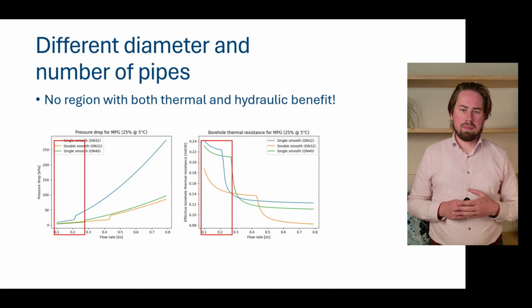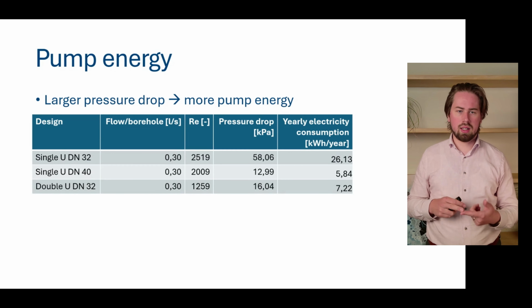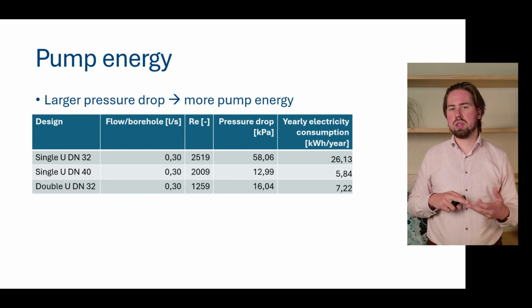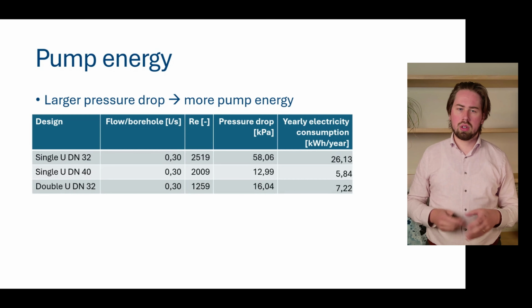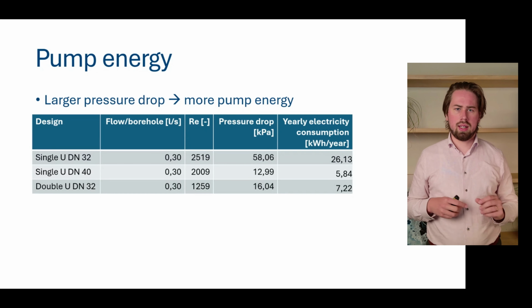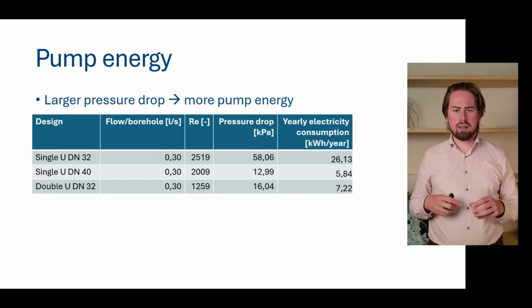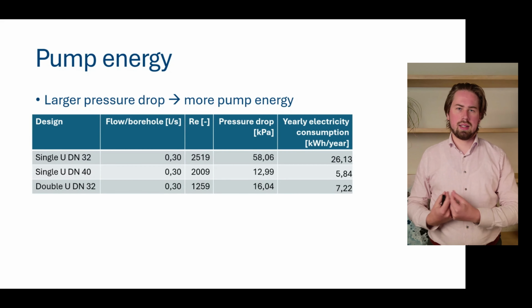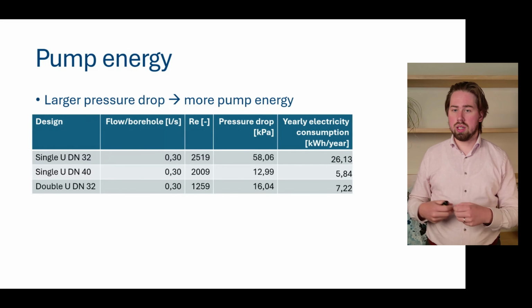We already discussed that in chapter 2 of the last part, but in this table I summarized it for these three cases: the single DN32, the single DN40, and the double DN32, both for a constant flow rate. And what you see here, all the results are, by the way, again in the textbook, is that a single DN32 is turbulent, with a Reynolds number above 2300, so it has the highest pressure drop and the highest electricity consumption for the circulation pump, around 26 kilowatt hours per year in case of a constant flow rate.